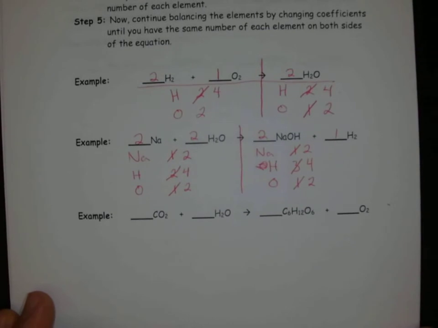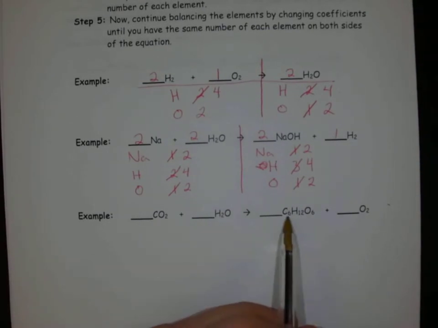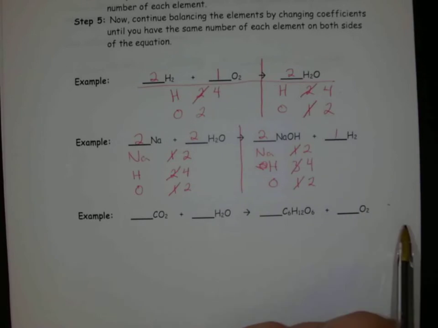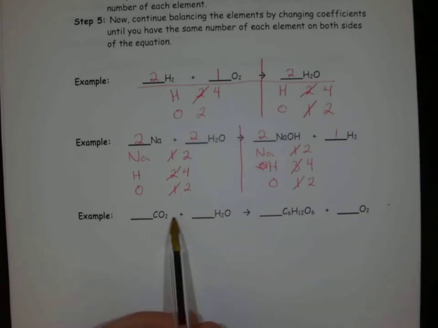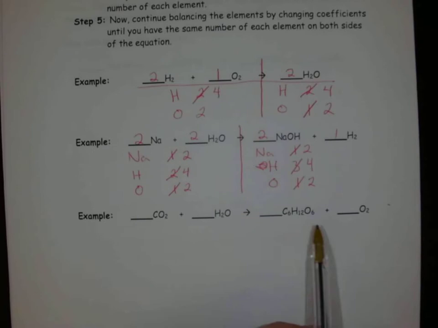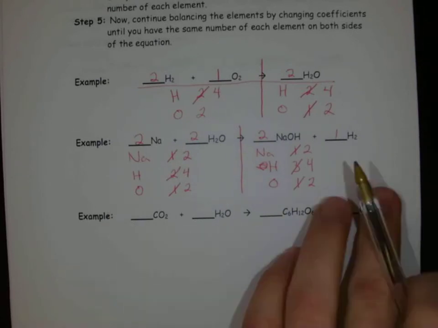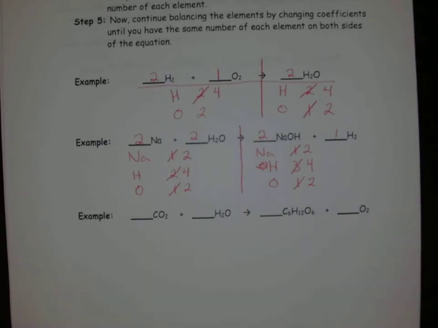Let's do one more example here. We've got CO2 and H2O goes to C6H12O6 and O2. What type of reaction is this? This is the opposite of a combustion reaction. This is making sugar. Plants do this, so we may know that from our biology.